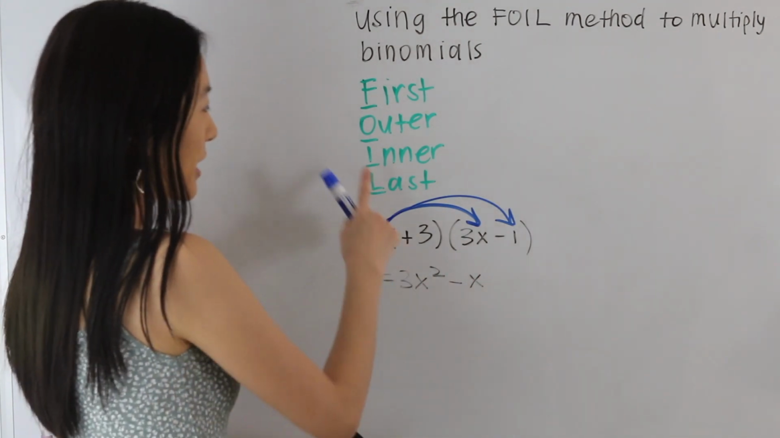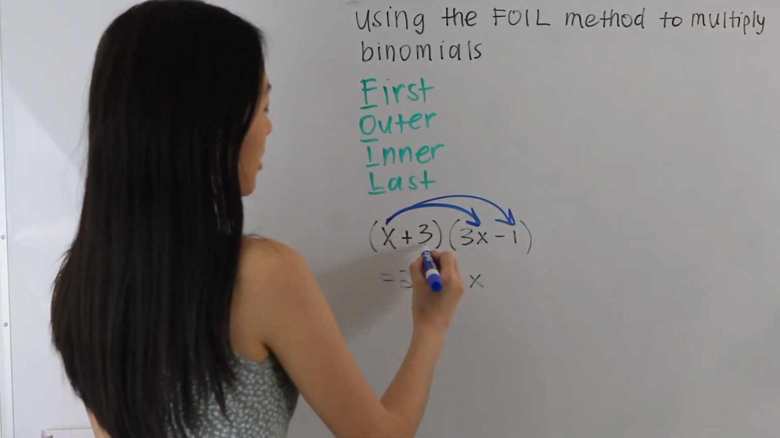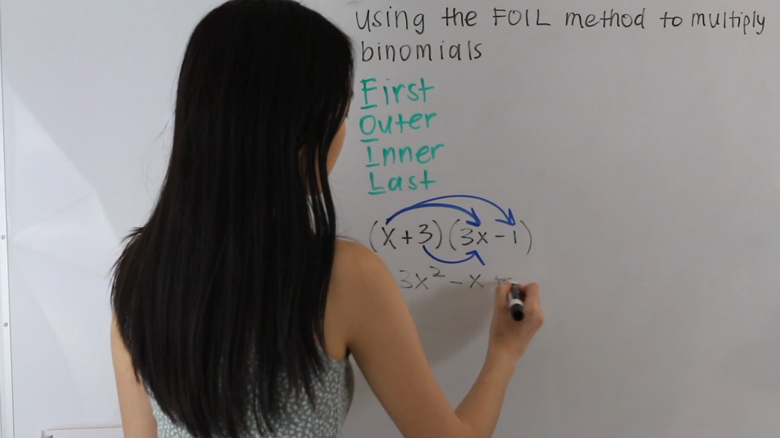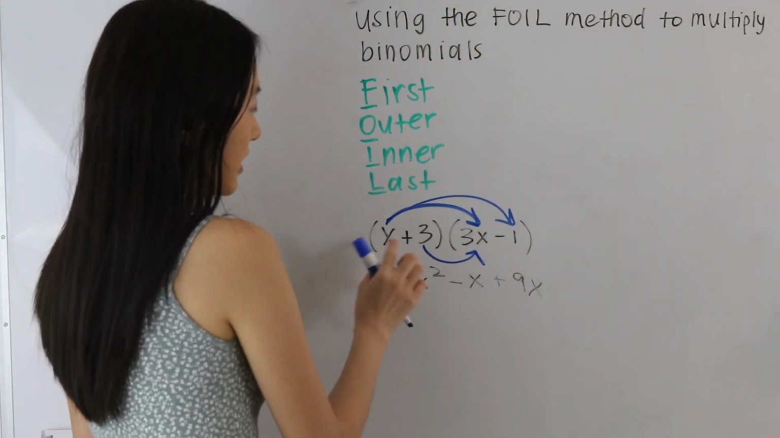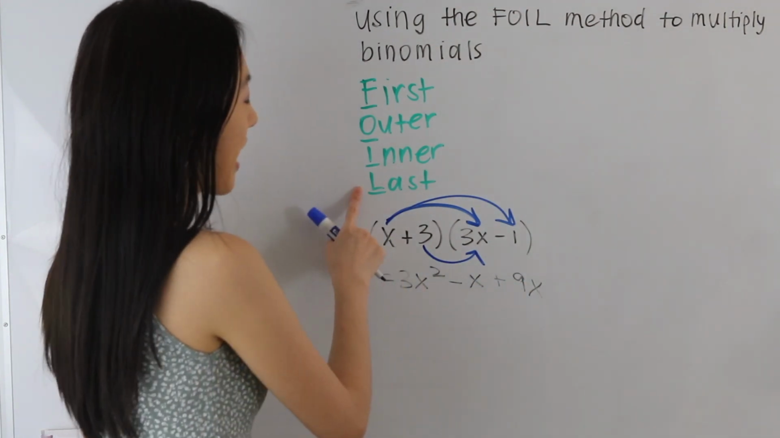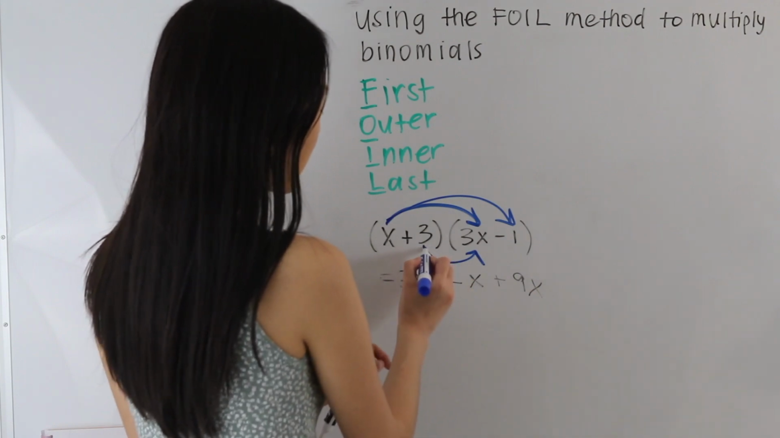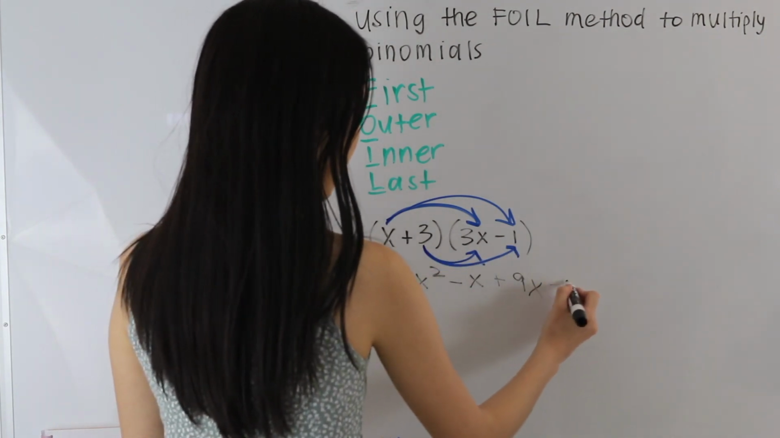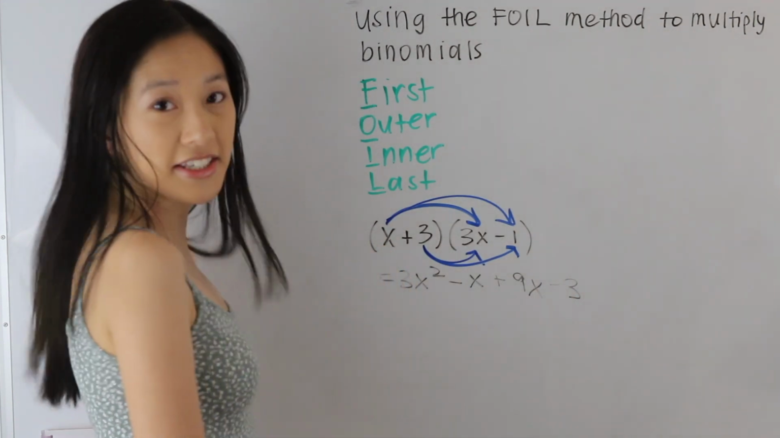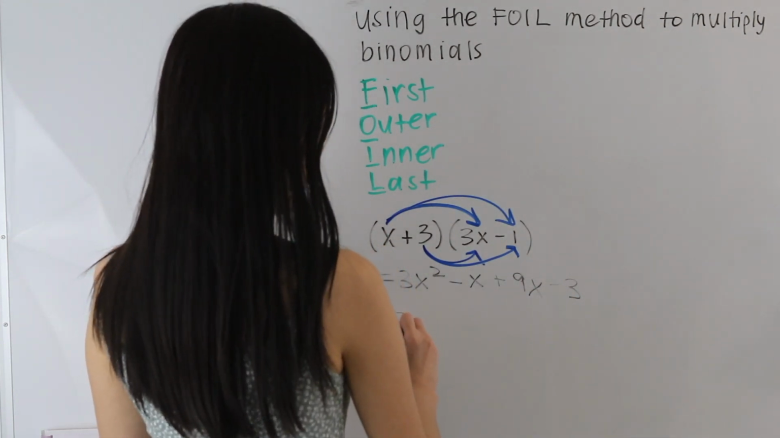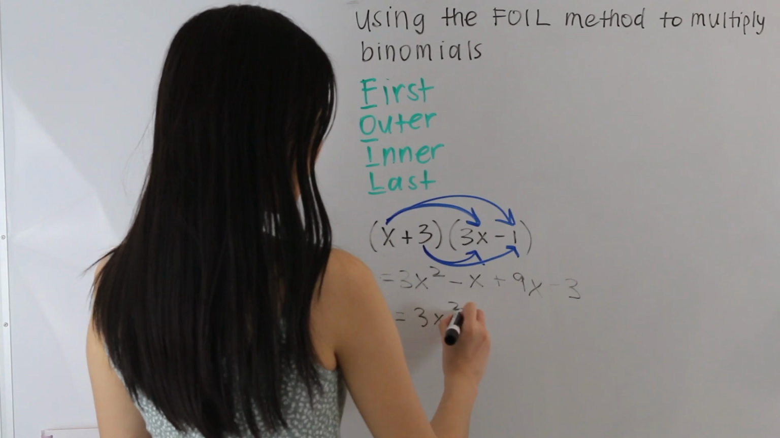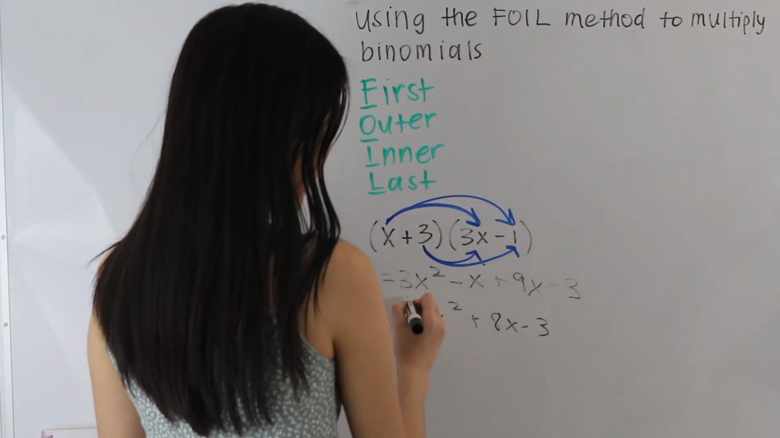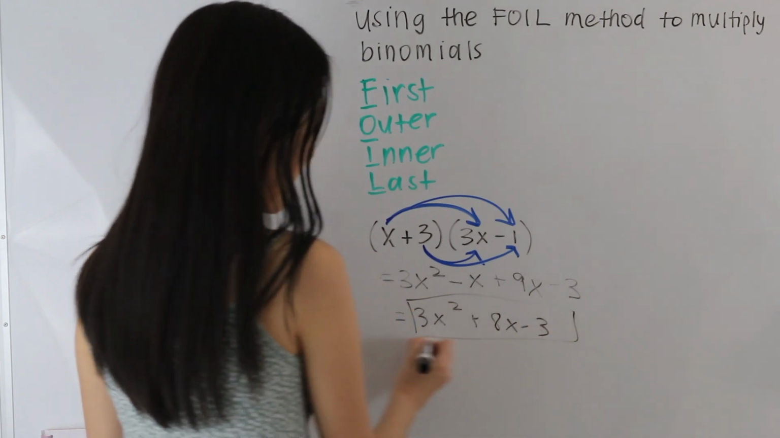Next, we multiply our inner terms, and that is the 3 and the 3x, so that gives us 9x. The last thing you want to do is multiply the last terms of each binomial, so that is the 3 and the negative 1, which gives us minus 3. Let's simplify. Simplifying, we get 3x squared plus 8x minus 3, and that is our final answer.